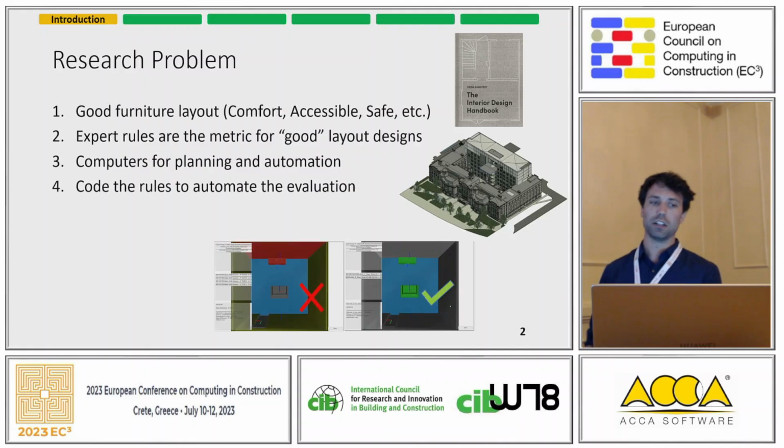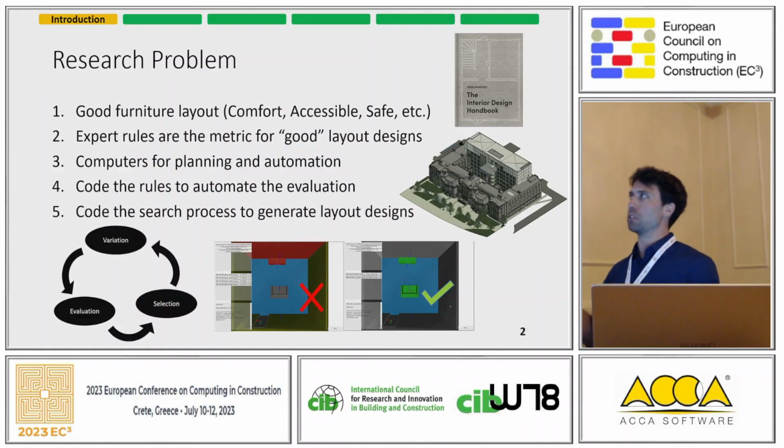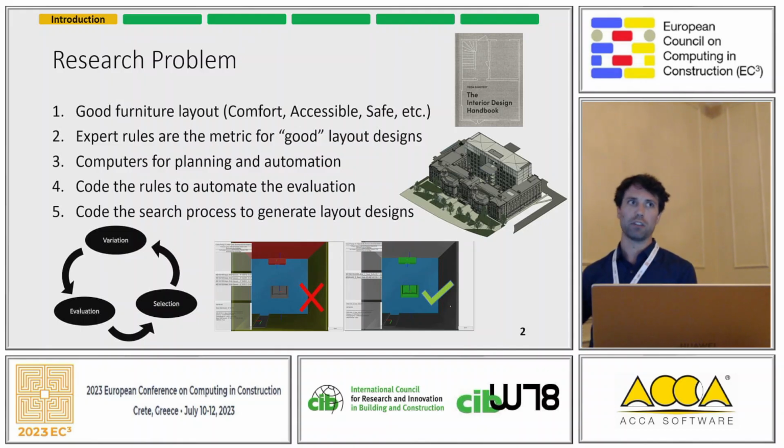So the idea here is, if we can do a lot of work on coding the rules from these design books, then we can automate the evaluation of our layouts, and we can determine whether we're doing a good job or not. And then that becomes this cycle of doing minor changes to our designs, evaluating our changes, doing some kind of decision making on those changes, and then you get the cycle. That's the general cycle that goes with any generative design method.